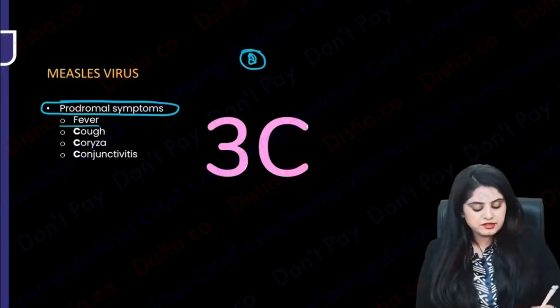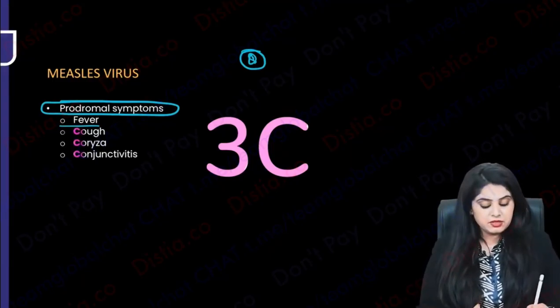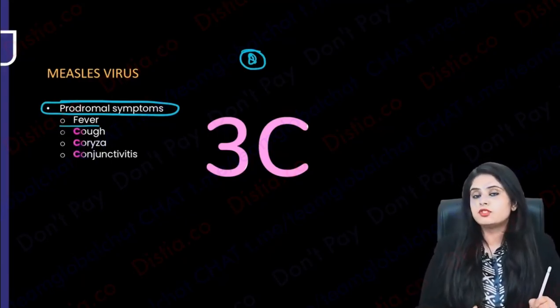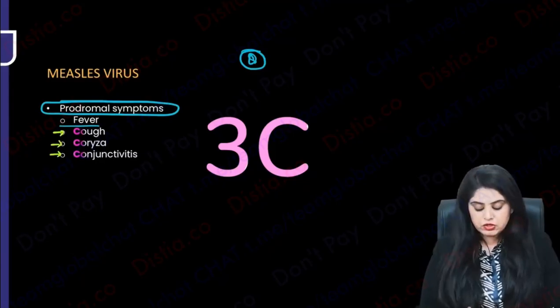There is cough, coryza and conjunctivitis. So remember, these patients have cough, coryza and conjunctivitis. That is something that came in the recent 2023 exam also, which is very important. So cough, coryza, conjunctivitis, please watch out for that. Moving on to the next one.